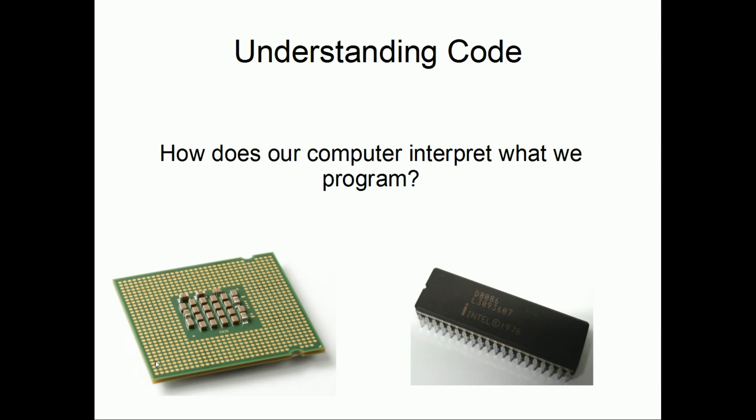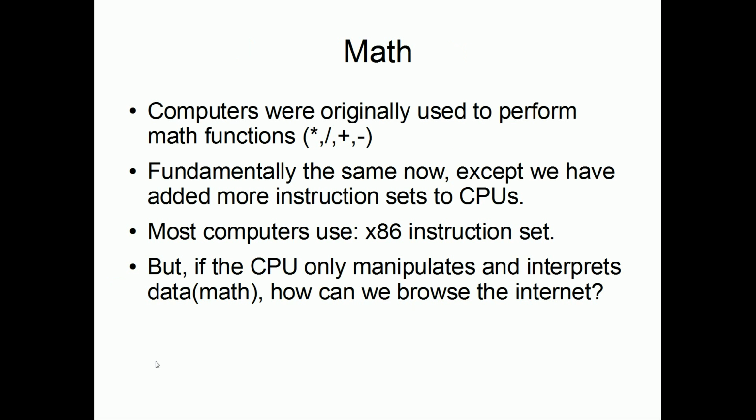Hello, and in this C++ tutorial, we're going to be understanding code and how our computers interpret all the things we type. So first things first is that computers were originally used to perform math functions. It started with addition and subtraction, later on moved to multiplication, division, and then they added modulus, and then it just went to exponents, and it just ended up being crazy. So our computer processors are very good at doing just math operations.